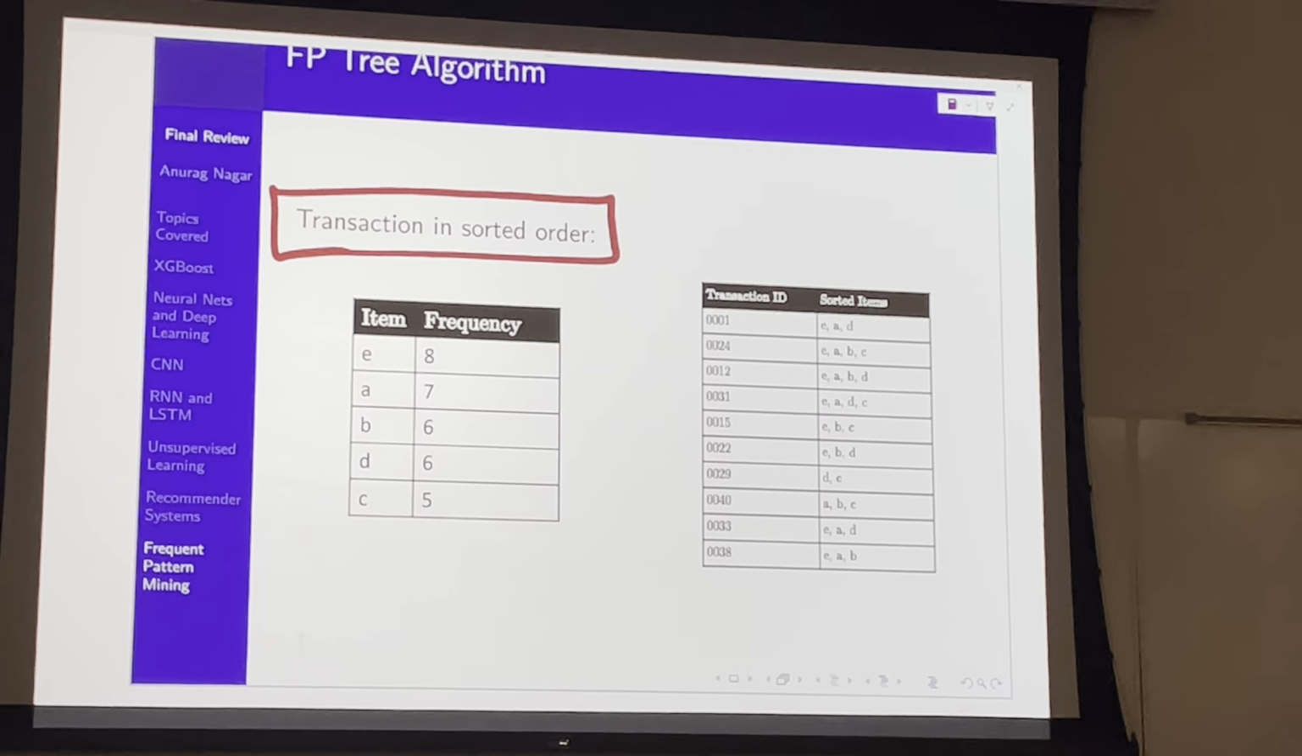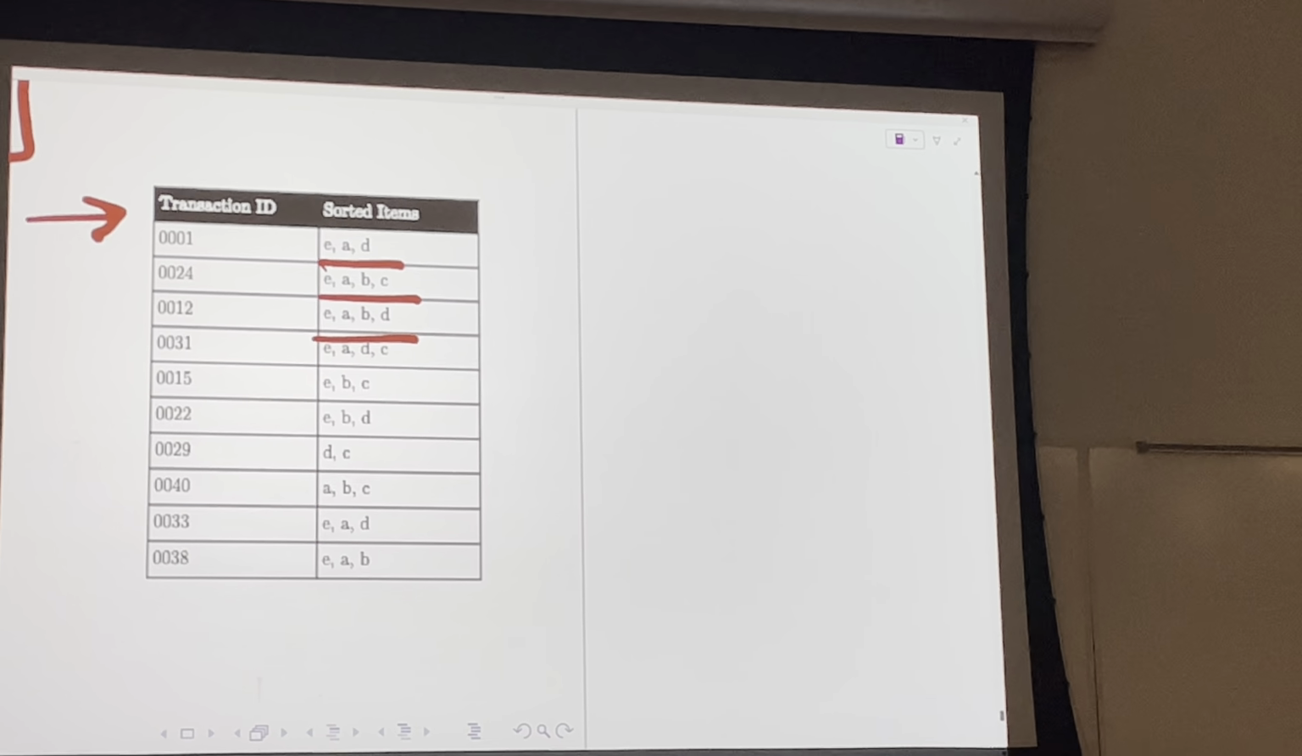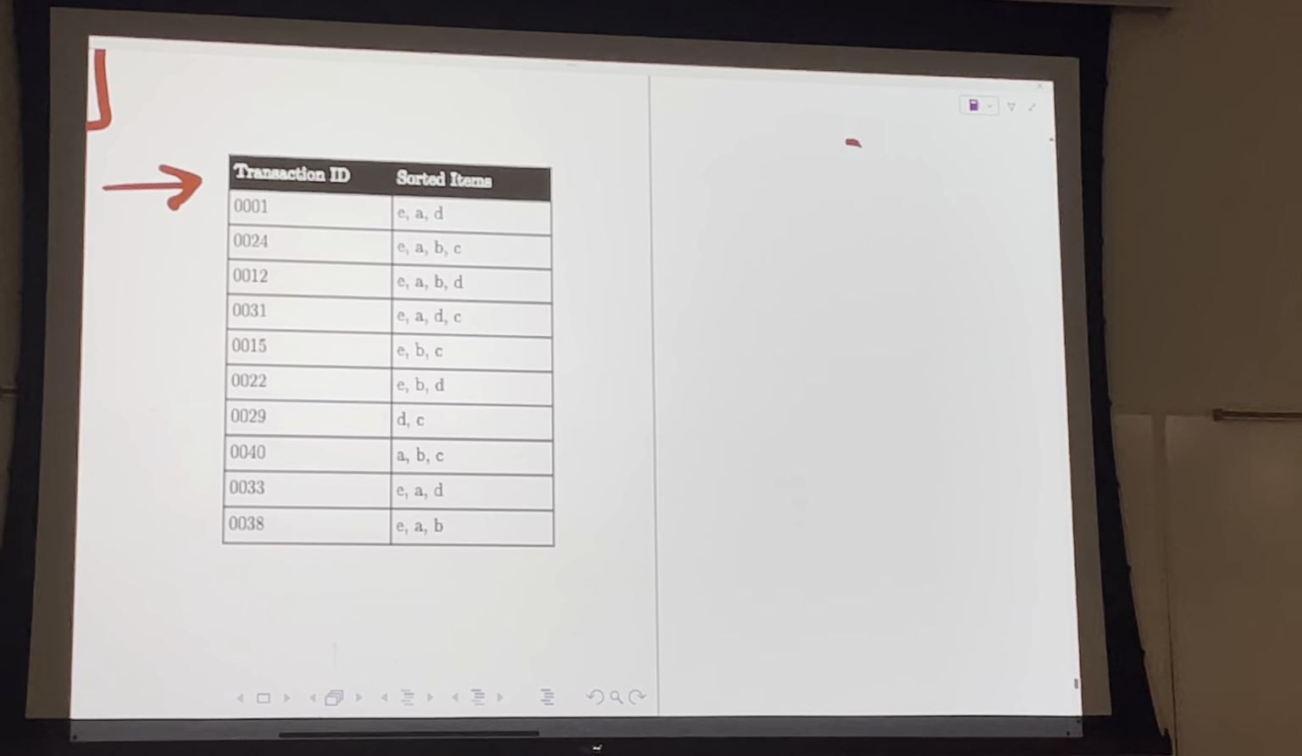Now what you do then is you start constructing a prefix tree. Prefix tree means you start at the root and you say E, A, D, C. This pattern, how many times does this pattern occur? So you start constructing the tree. The way you're going to construct the tree is you're going to say, okay, let's start with item 1. Let's start with root and E, A, D.